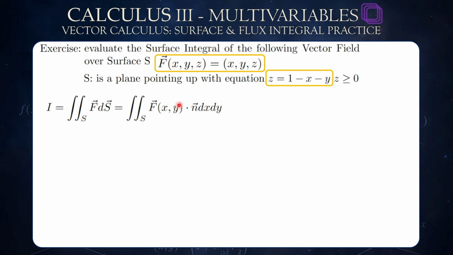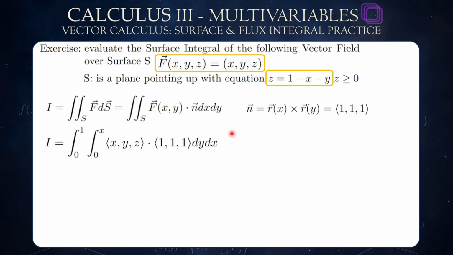The integral of f ds equals the integral of f(x,y) dot n dx dy over the S region. n equals 1, 1, 1, which is rx cross ry. We just evaluated it. I equals the integral with x from 0 to 1, y from 0 to x. If you notice, we have fixed one variable. So we fixed z. That's why the variables for the double integral are x and y. We are integrating with respect to y and x. Okay? So z needs to be expressed as a function of y and x. It's not a triple integral, it's a double integral.